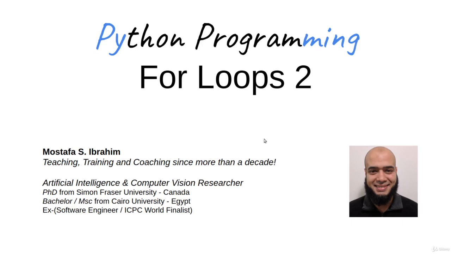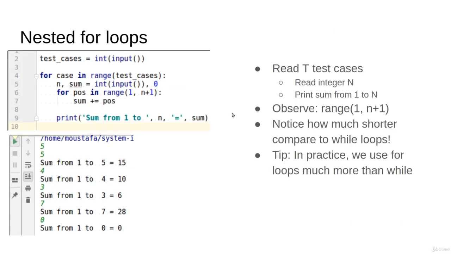Let's continue our talk about for loops. Similar to if conditions, while loops, and nested loops, we can also make nested for loops. So let's do this previous example. We would like to read t test cases, and then for each test case we'll read integer n and print the sum from 1 to n.